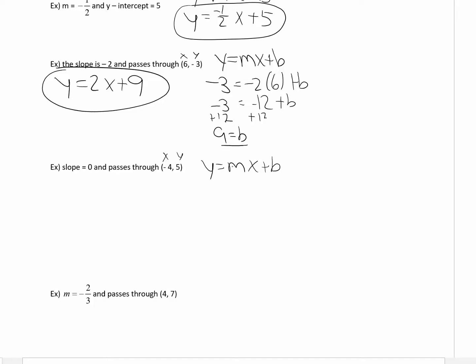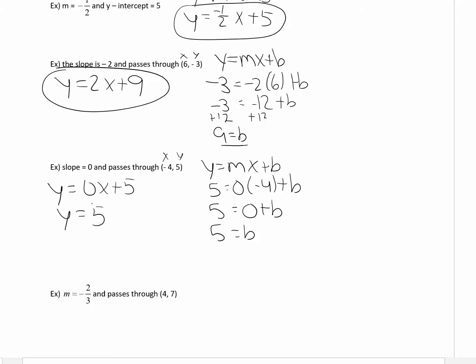Plug in values for y, m, and x. So we can solve for b. 0 times -4 is 0. Add it to b, that is still b. Okay, so the slope is 0, the y-intercept is 5. We can reduce. 0 times x is 0, plus 5 is 5. Now, this is not surprising because we knew the slope was 0.